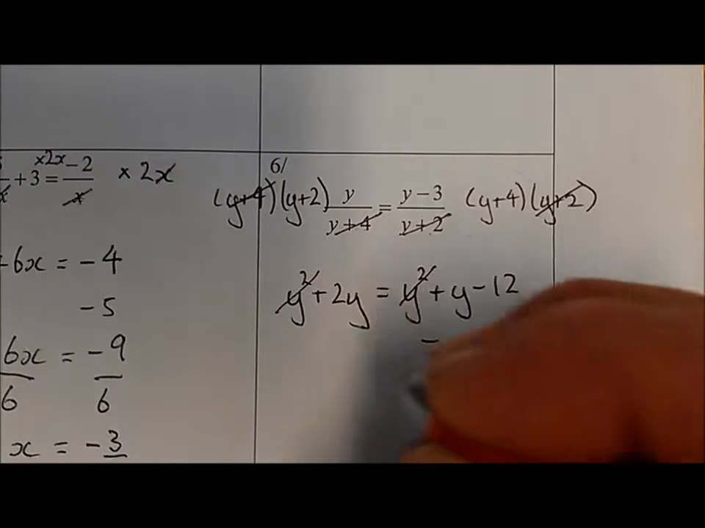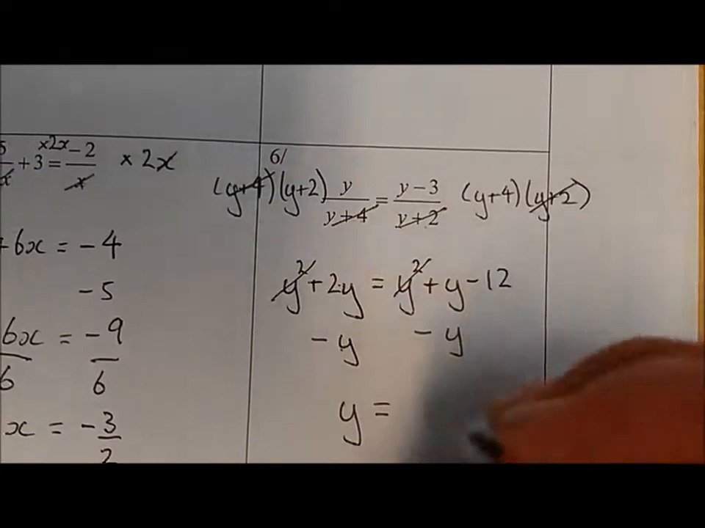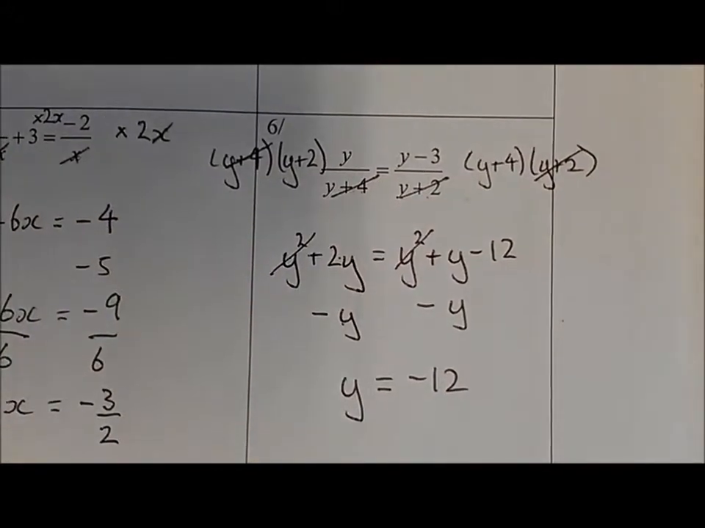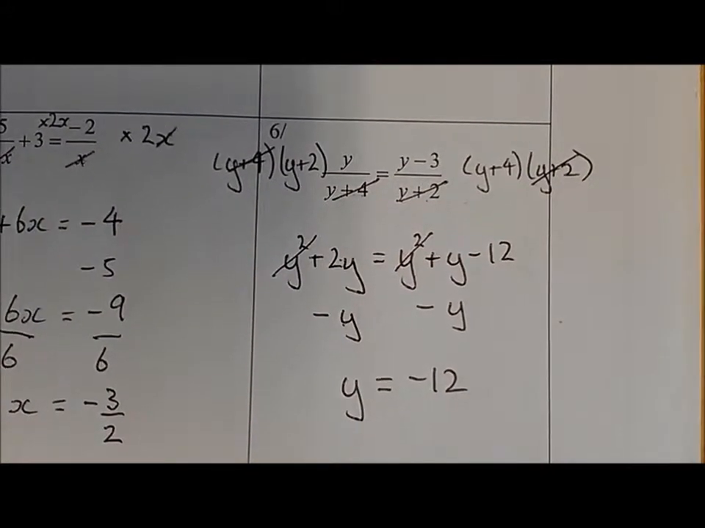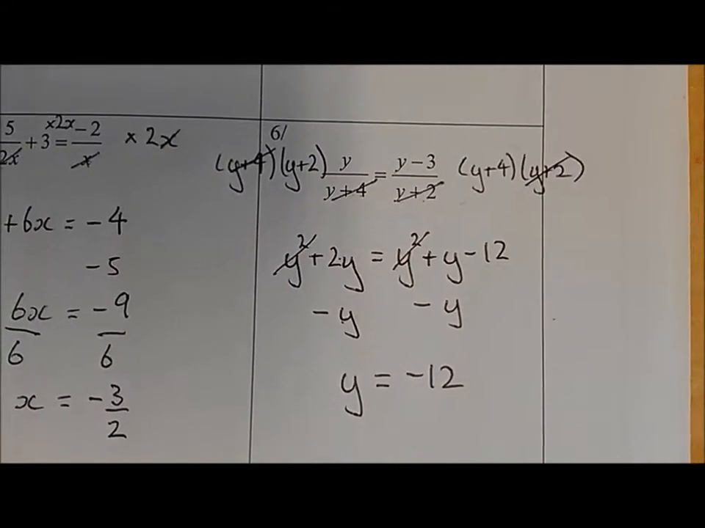I'll subtract y from both sides. 2y take away y is y equals negative 12 is what's left on the right hand side. Again, have another look over that video and make sure you understand how it works and ask any questions if you're not sure.